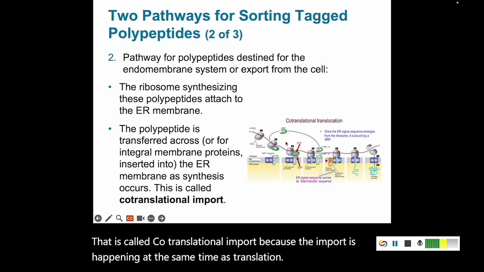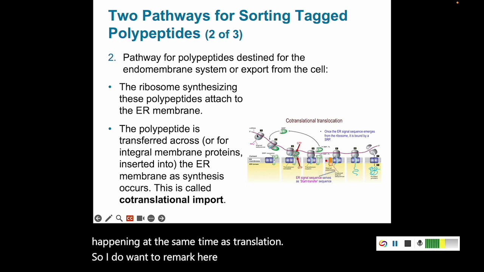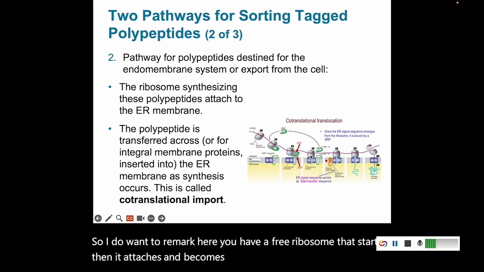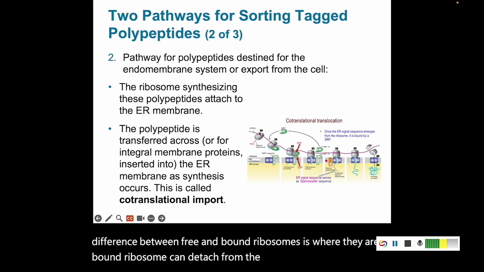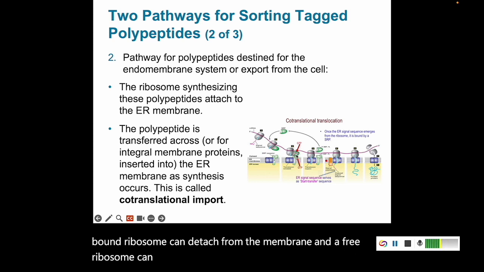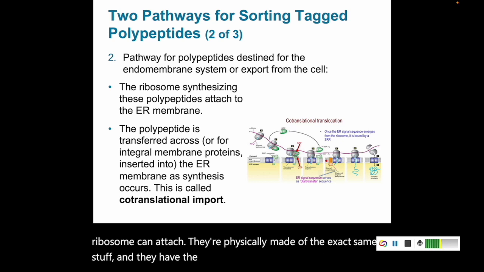So I do want to remark here, you have a free ribosome that starts, then it attaches and becomes a bound ribosome. So the only difference between free and bound ribosomes is where they are. A bound ribosome can detach from the membrane, and a free ribosome can attach. They're physically made of the exact same stuff, and they have the ability to attach or detach from that endoplasmic reticulum as they're needed.